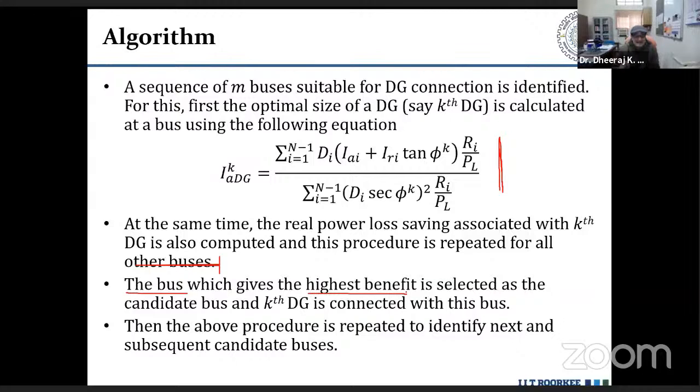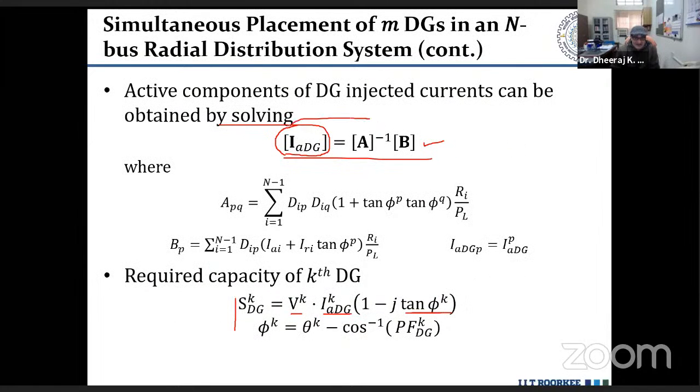So that bus we select as candidate bus. We place the corresponding computed size of DG at that bus, and we repeat the same procedure again to identify the second bus. And this procedure we repeat till we identify M buses suitable for DG placement. After that, we can use this equation to simultaneously obtain the active component of DG currents.